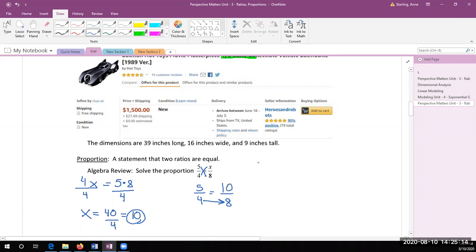Just depends. And with math, the good news is you can check your work. I can put this back in: 5/4 equals 10/8, and 10/8 reduces to 5/4. So I have an equal amount. It's just a different way of writing the same thing. But I can also use that math to figure out what my missing one is.